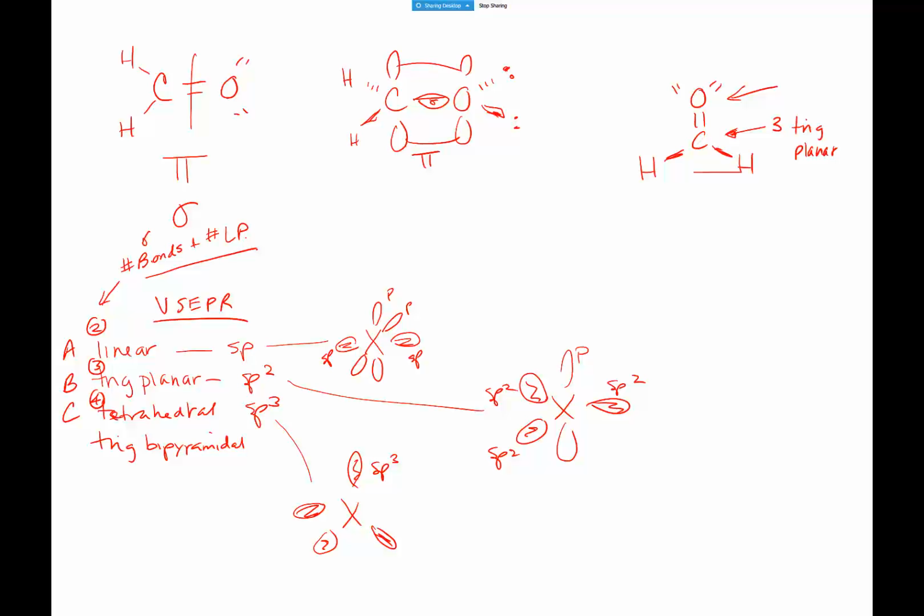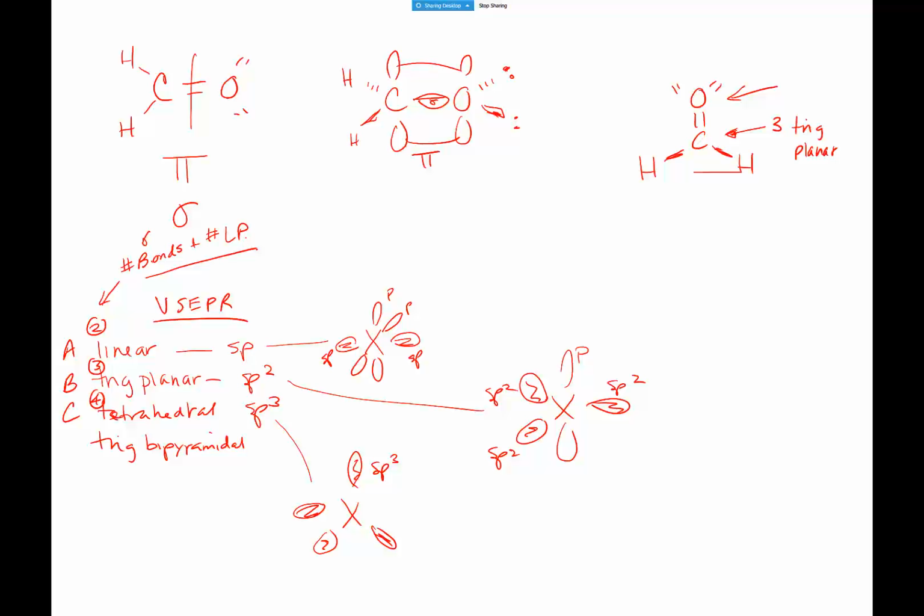Carbon doesn't normally have lone pairs. But if we want to do oxygen and nitrogen and sulfur, we're going to have lone pairs. So what do we do with them? We have to count them as if they were a bond. Why? Because the geometry of the atom is based on what? Well, here it's 2 lone pairs and bonding pairs.